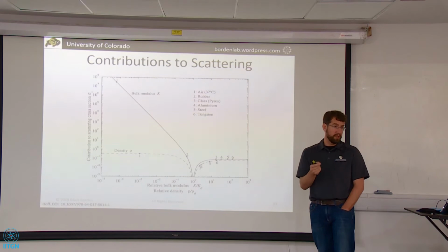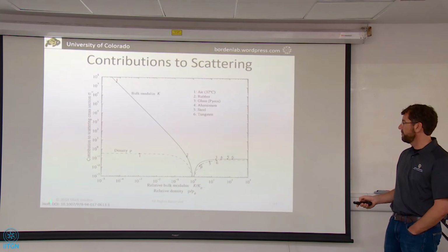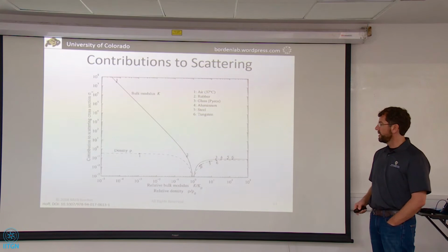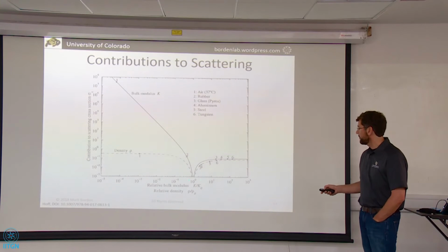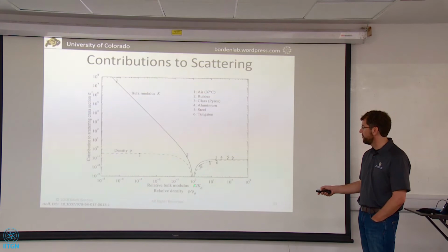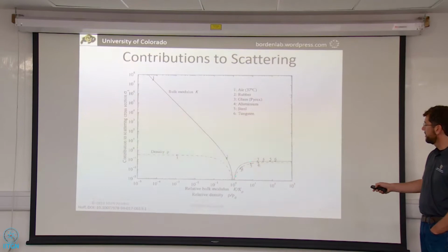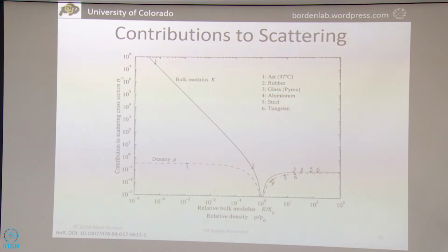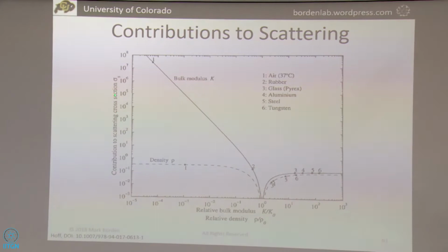This was a plot from Lars Hoff in his book. I highly recommend that you read it, because it's a great introduction to the physics of bubble oscillations. On the x-axis is plotted the relative bulk modulus, the bulk modulus of the particle compared to that of the medium, and the relative density, the density of the particle compared to that of the medium. It has this characteristic curve. There are different materials: air, rubber, glass, aluminum, steel, tungsten. On the y-axis is the contribution to the scattering cross-section.